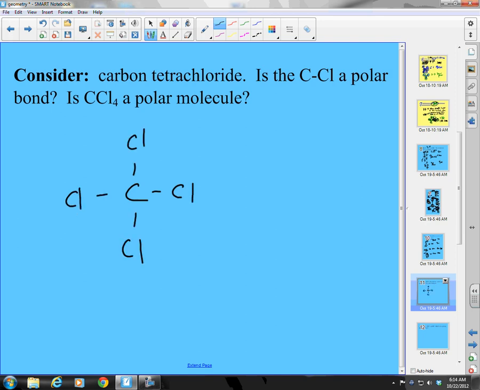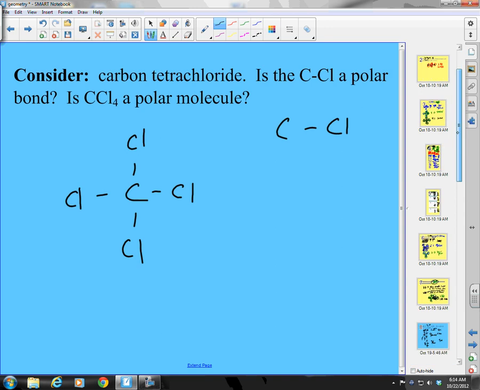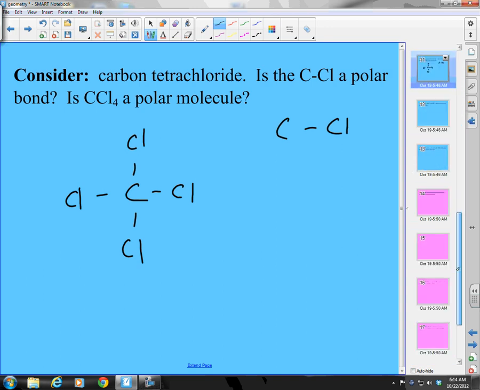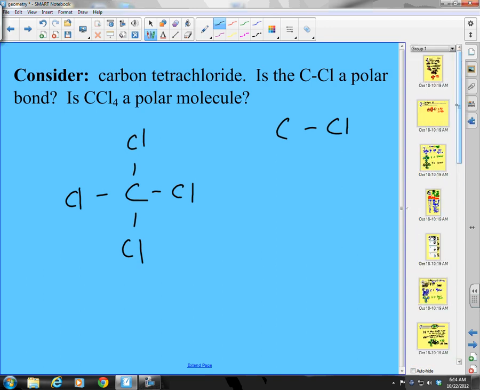The first question is, here's my chlorine and here's my carbon. Is this a polar bond? How would I find that? I have to look at my electronegativities. Oh no, where are our electronegativities? Well, I have to pull it out of my head. Chlorine is a 3.0, carbon is a 2.5.